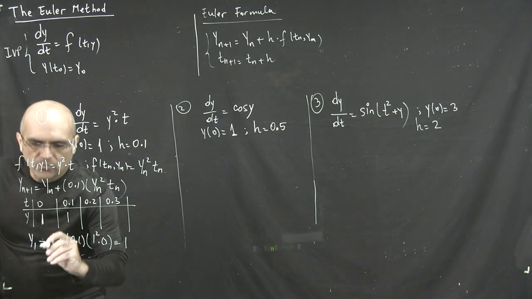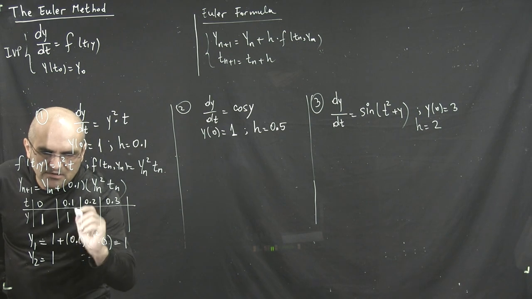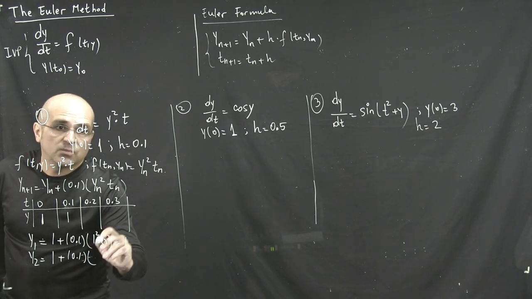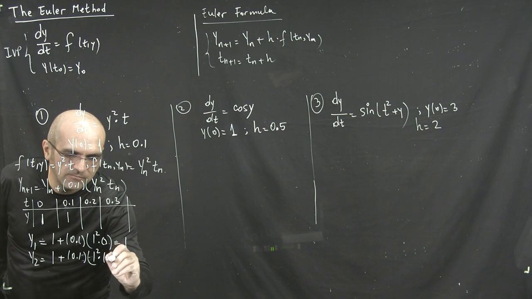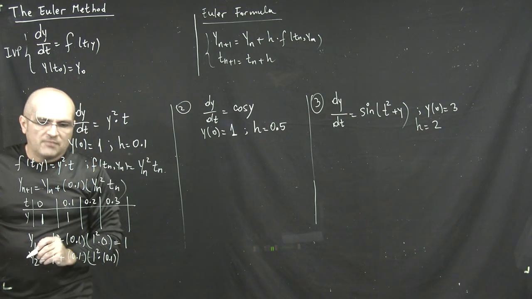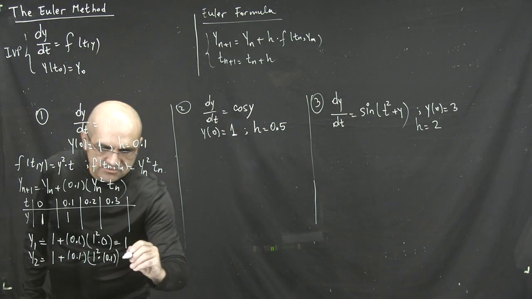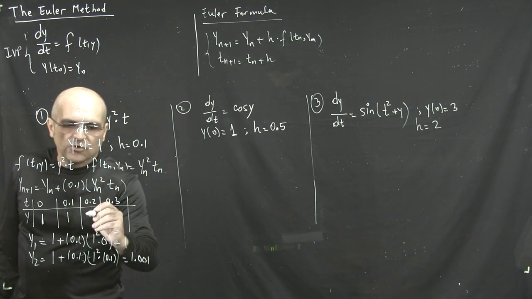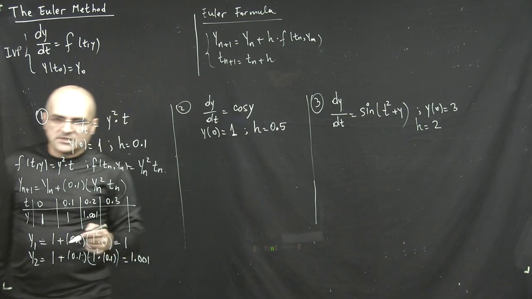Now the next one, y2, comes from the previous y, which is 1 again, plus 0.1, times the previous y squared, which is 1 squared, times the previous t, which is 0.1. So this is actually 0.001 plus 1, which is 1.001. So you get the idea, right? You can keep on going, generating the other points.